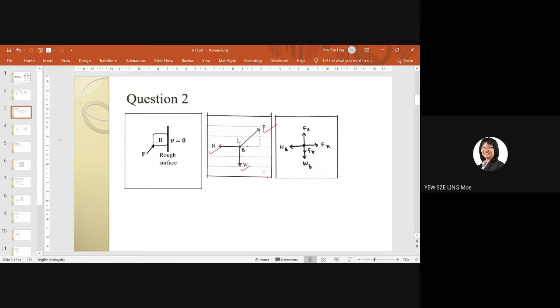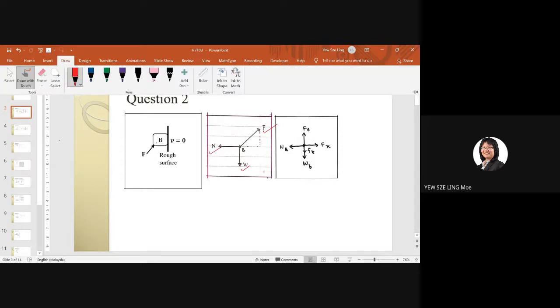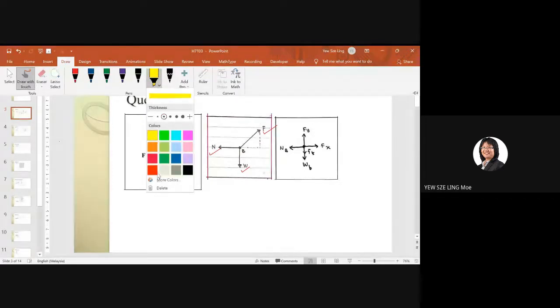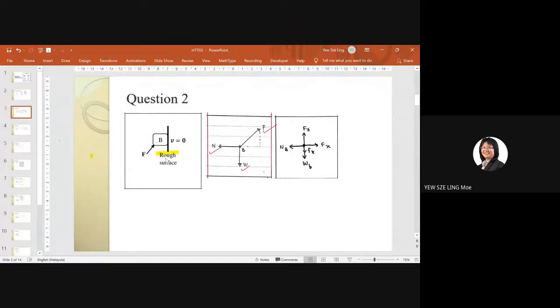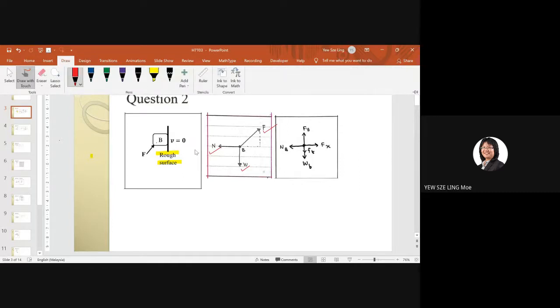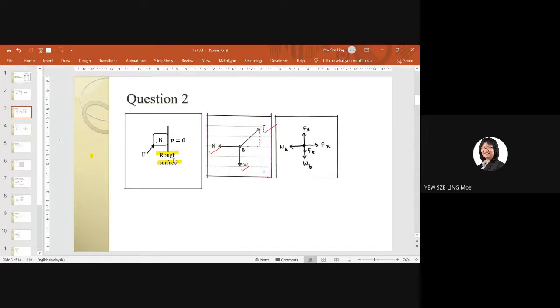But one thing is missing. If you look at the question, it mentions a rough surface. So now you have a rough surface, which means there should be a frictional force. Okay, so what is the direction of the frictional force?